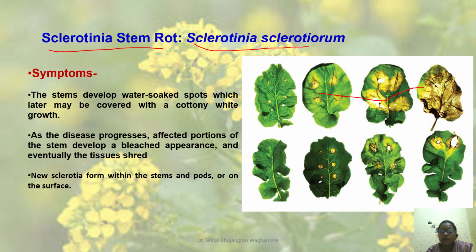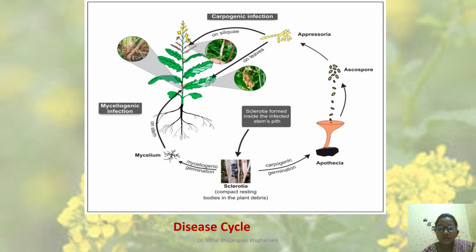It also shows some chlorosis on the leaf, which leads to a lack of chlorophyll and a reduced rate of photosynthesis. In this, the seeds get shriveled, the size of pods is reduced, and oil content also reduces. Basically, a hard structure, that is sclerotia, is formed inside the infected stem pith. This is a blackish colored hard structure.